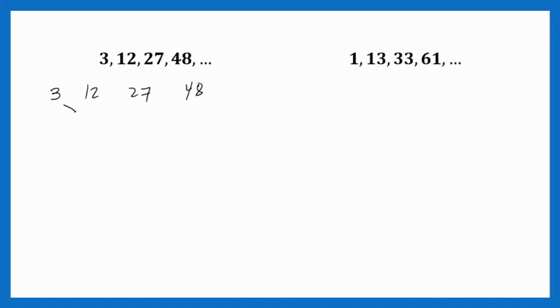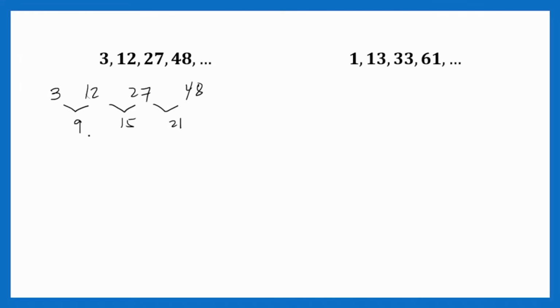Ganun po siya. Ang pag-minus, mula dito sa right, papunta dun sa left. So, itong number na to, i-minus mo dito sa 3. So, we'll have 9. Ito namang number na to, i-minus mo sa 12. That is 15. Then, itong number na to, i-minus mo sa 27. The answer would be 21. Alright. So, ito ang tinatawag na first difference. Ito yung unang lumabas nung nag-minus tayo sa mga term, sa original terms natin, sa sequence.